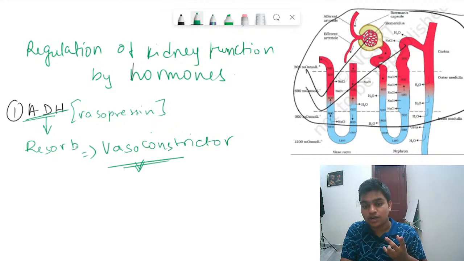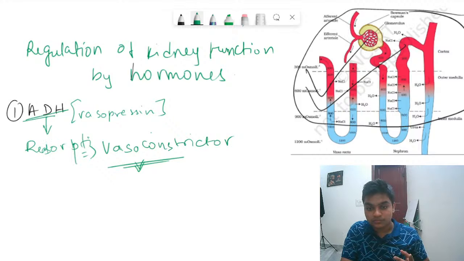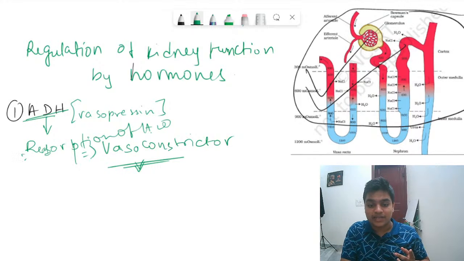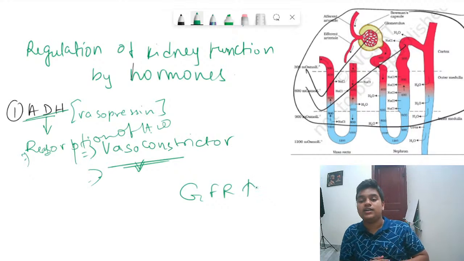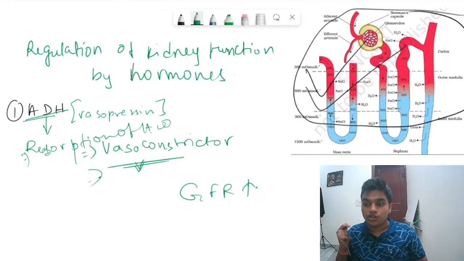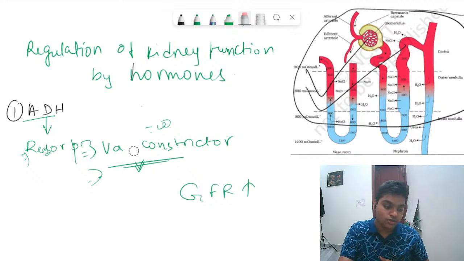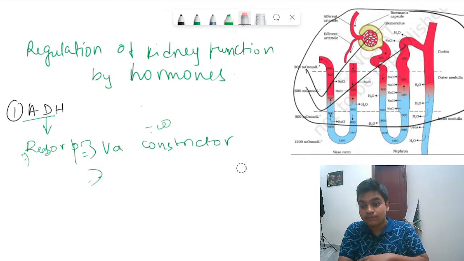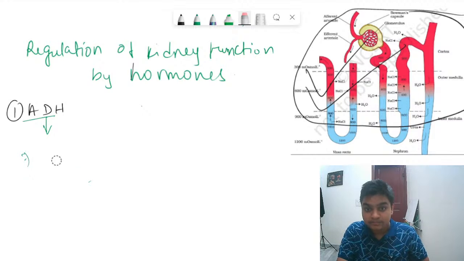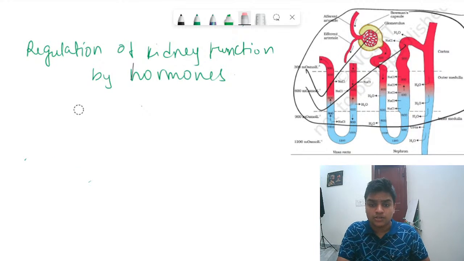ADH also stimulates reabsorption of water. By these two mechanisms, ADH can increase the GFR, and it helps prevent the loss of body fluids through urine. So this is your first hormonal mechanism which is affecting the function of the kidney. Now let us move on to the second one, renin.